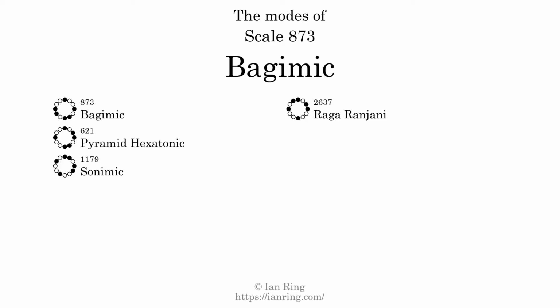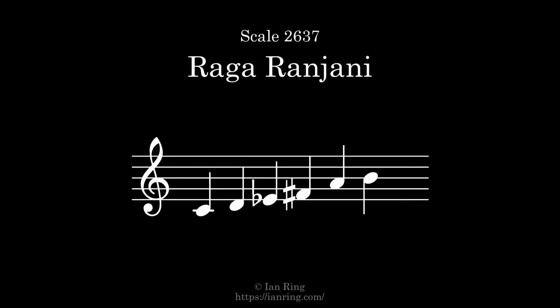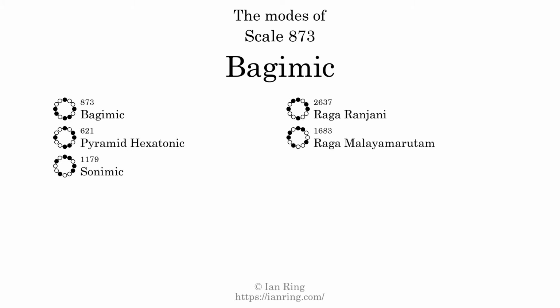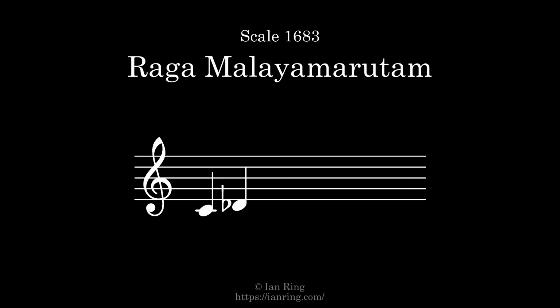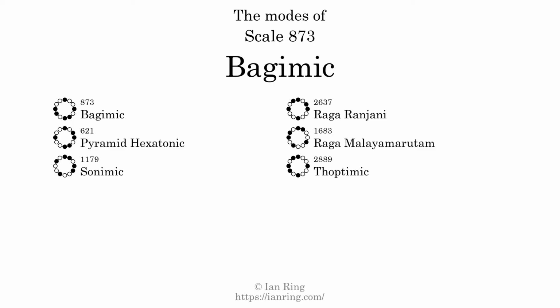The fourth mode is scale 2637, also known as Raga Ranjani. It sounds like this. The fifth mode is scale 1683, also known as Raga Malayamarutam. It sounds like this. The sixth and last mode is scale 2889, also known as Bagimic. It sounds like this.